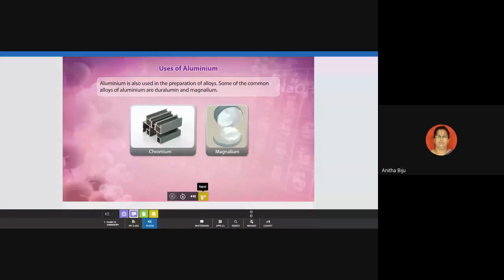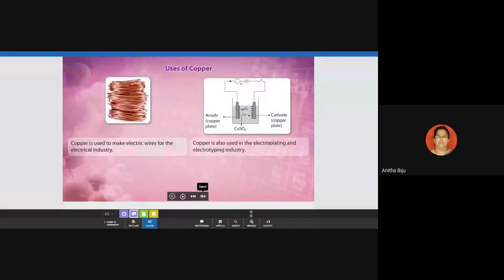Next, we have uses of copper. Copper is used, as it is a good conductor of electricity, for making electric wires for electrical industries. And it is also used for electroplating and electrotyping industry. Copper plated vessels are there. Have you seen copper plated vessels? Not copper vessel. Copper plated vessels are there.